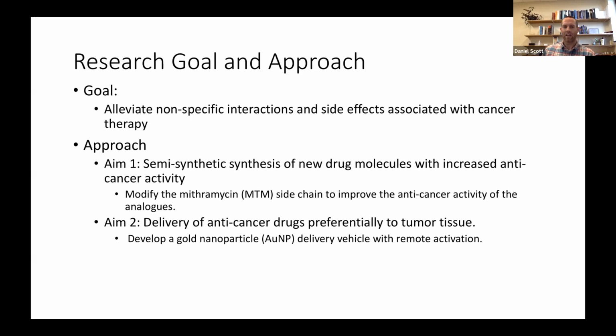The other avenue is to better deliver those drugs to just the tumor tissue, right? So we're not going to have a random distribution of the drugs throughout the entire body. We're trying to focus where we're delivering those drugs so that they only end up in the tumor tissue, and that way we're not going to have all the side effects we see with normal healthy tissue. So the first part, we'll talk about a natural product drug called Mithramycin, and then we'll talk a little bit about using gold nanoparticles to deliver the Mithramycin and other anti-cancer drugs after that.